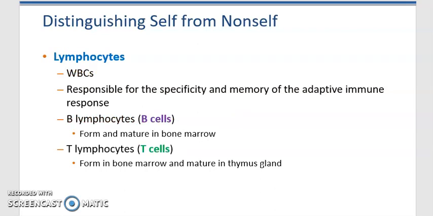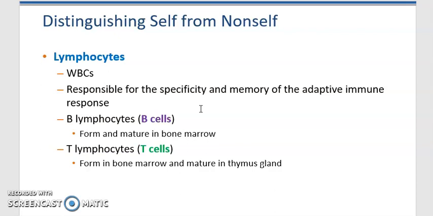So the lymphocytes are your B cells and your T cells, and these are the types of white blood cells that are highly specialized to be able to attack certain pathogens based on their antibodies, membrane-bound protein that they would be displaying, or a protein on their capsid that they would be displaying, that the immune system could identify as non-self. So both B cells and T cells form in the red bone marrow. The red bone marrow manufactures all kinds of white blood cells.